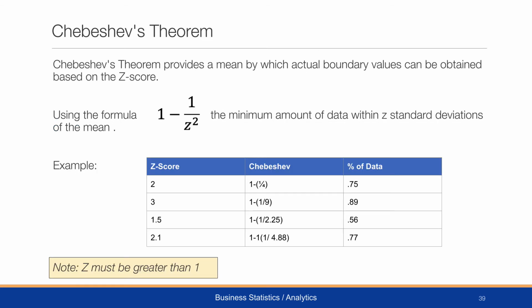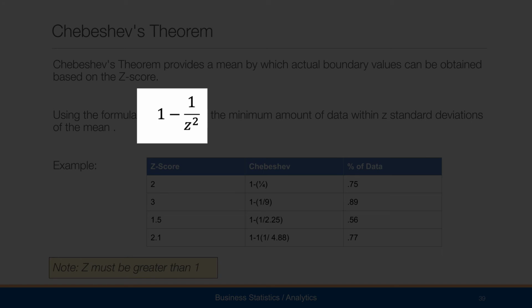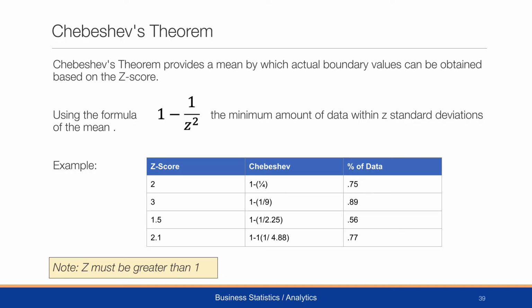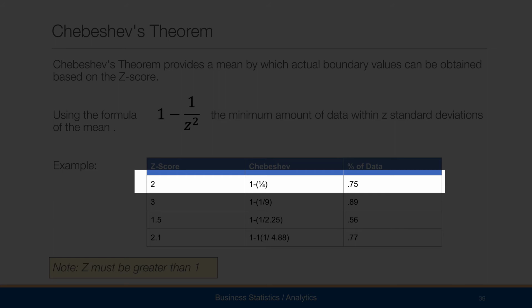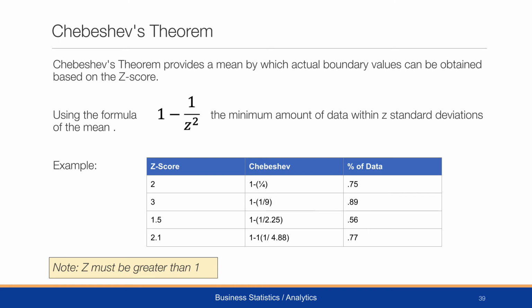Now, the theorem provides a means by which actual boundary values can be obtained based on the z-score. So using this formula, 1 minus 1 over z squared, the minimum amount of data within z standard deviations from the mean can be obtained. So for example, if the z-score is 2, 75% of the data is found. If the z-score is 3, 89% of the data is found. If a z-score is 1.5, 56% of the data is found. And again, z must be greater than 1.